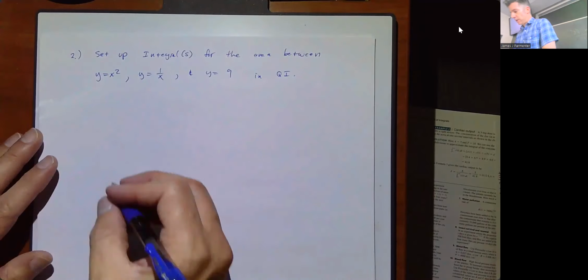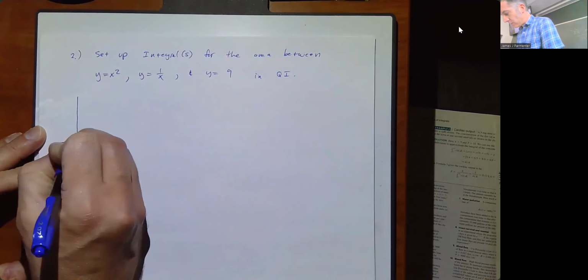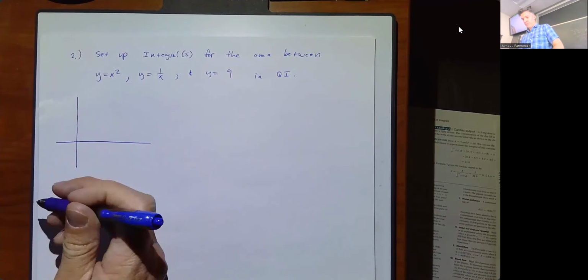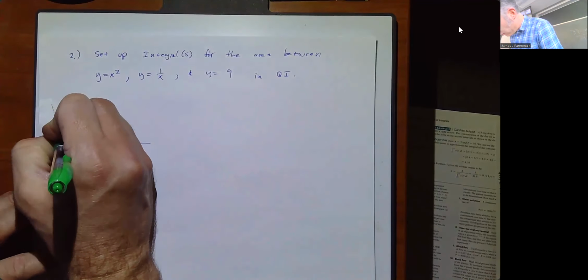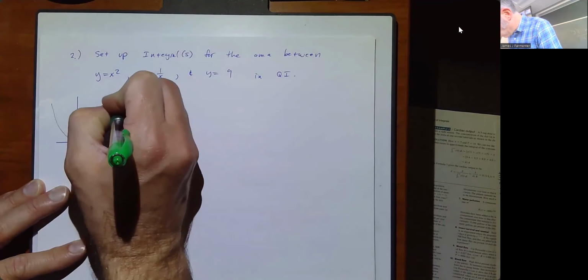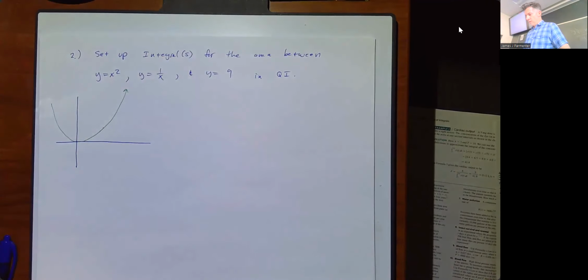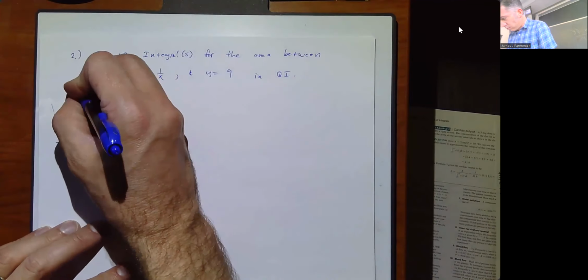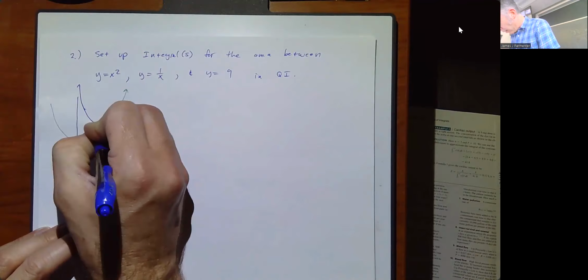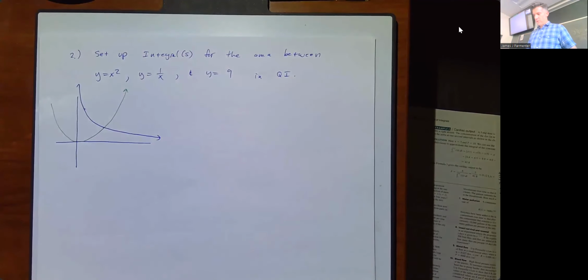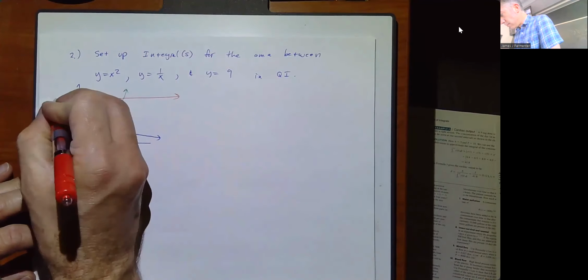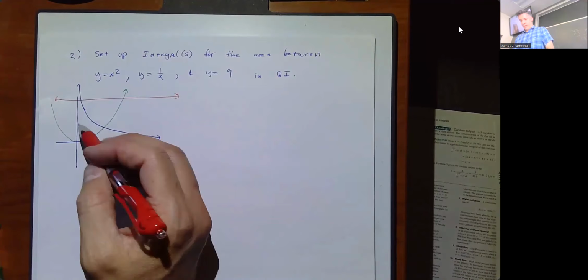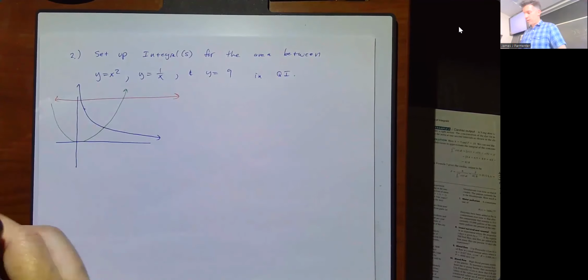So let's draw and see what's happening here. I'm limited to the first quadrant, so I'm not really going to worry about what's going on over here. Let's use some colors. Let's see if this pen actually works. Yeah, it works just fine. Okay. So here's y equals x squared in green. And then here's y equals 1 over x in blue. They intersect somewhere. I'm going to figure out what that is later. And then here's y equals 9 in red. And so I'm looking at this region right here. I wish I had a pencil, but I don't.